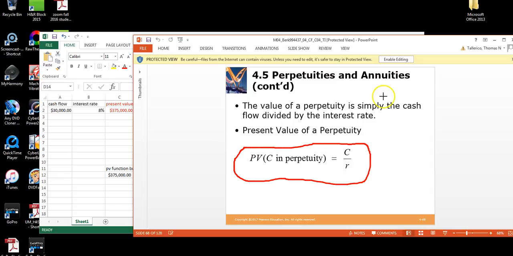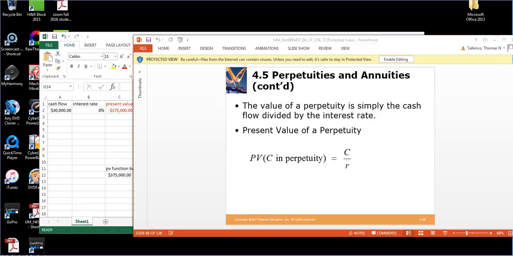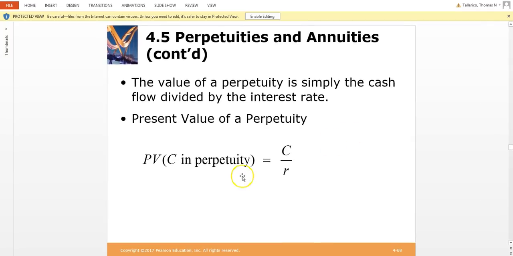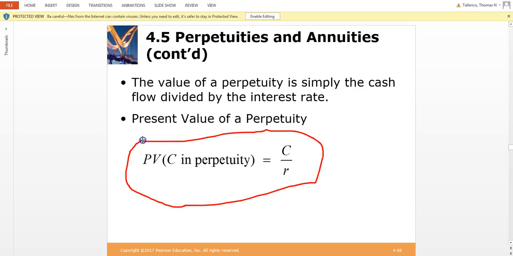Today's discussion will be starting from slide 68 on a perpetuity, and what I want to do is basically show everybody how simple a perpetuity is. A perpetuity is simply this equation here, which I'll draw. I can highlight it. All it is is the cash flows divided by the interest rate.